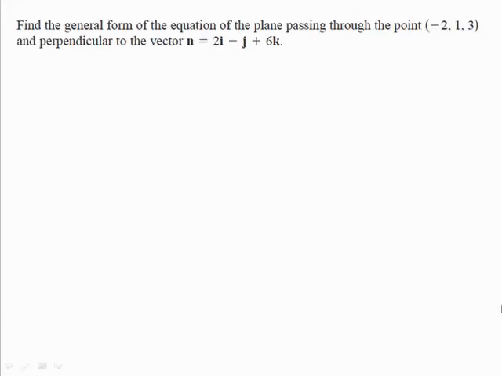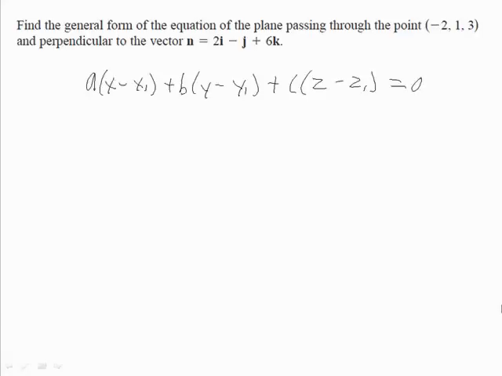Find the general form of the equation of the plane passing through the point (negative 2, 1, 3) and perpendicular to the vector n is equal to 2i minus j plus 6k. Using the direction numbers for n and the initial point (x sub 1, y sub 1, z sub 1) equal to (negative 2, 1, 3), you can determine an equation of the plane to be as follows. a times the quantity x minus x sub 1 plus b times the quantity y minus y sub 1 plus c times the quantity z minus z sub 1 is equal to 0.